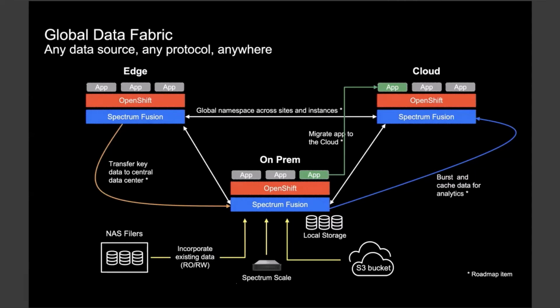Not all of this exists today. Today, we have the ability to import data from NAS filers, from S3 buckets, from an existing Spectrum Scale or ESS cluster. This is the bottom side of the picture here. And as we move forward, we are going to be providing data sharing capabilities where you can share data between on-premises and edge and on-premises and cloud and vice versa.